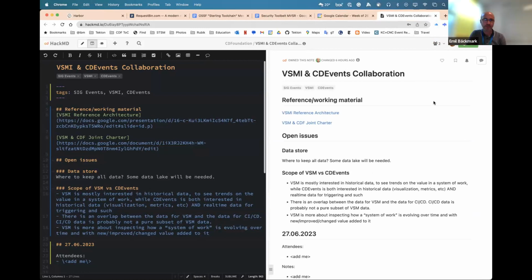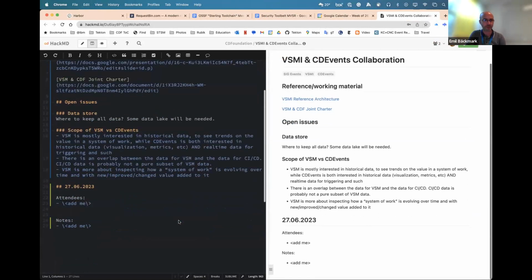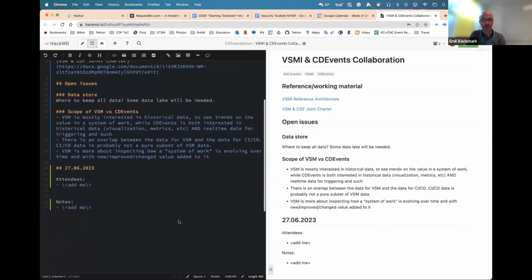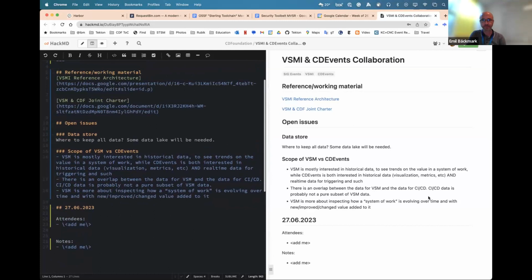I added some information there, Andrea, since you initiated it, with some input from earlier discussions we've had on the SIG mostly. So to link the reference architecture and the charter, and then some conclusions or discussions we have had. I call it open issues. I'm not sure if that's the correct term, but anyway, things we are discussing. That's great. Great, thanks, Emil.